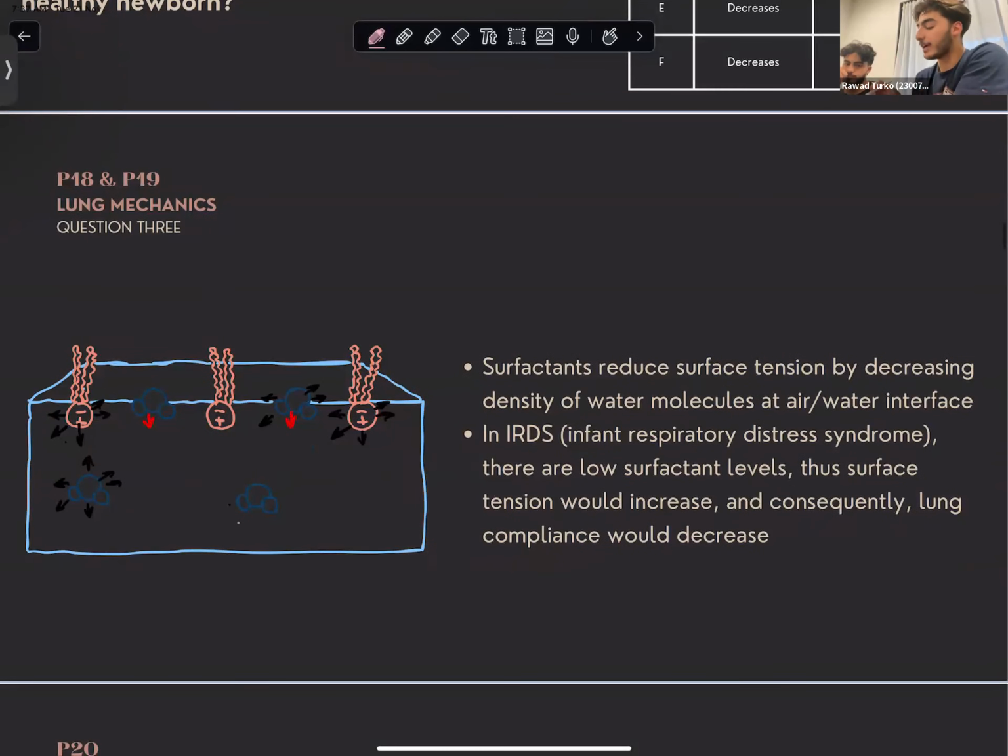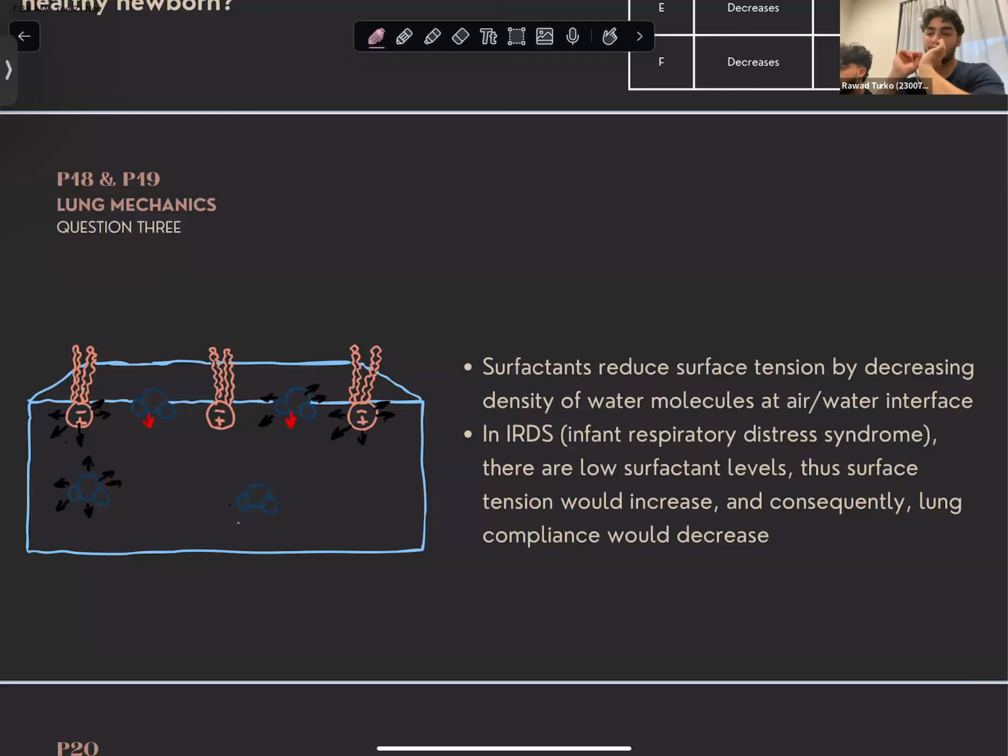Surfactants reduce surface tension by decreasing density of water molecules at the air/water interface. If you were to take a look at your lungs, there are alveoli there, but it's mostly made up of air. And your pleural fluid, right after your lungs, is water, or fluid. So you need something to decrease the tension between those two things. Those are 2 different interfaces, water and air. If they were to just meet and touch without anything to reduce that tension, it would be very hard to expand your lungs or to make them compliant.